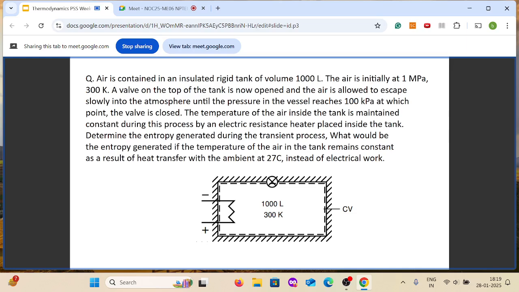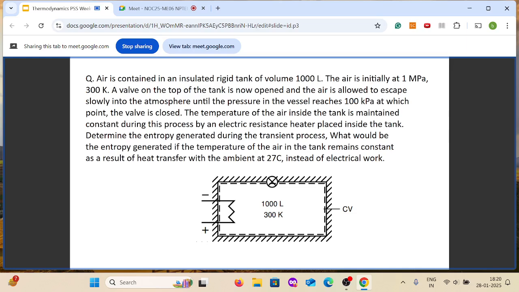First we'll break down this whole problem into steps. We'll see what's happening exactly. You have an insulated rigid vessel of 1000 liters, and the initial condition is that the vessel is filled with air at 1 megapascal, that is 10 bar, and 300 Kelvin. Now they say the tank has a valve at the top, and you are opening it slowly, and the air is escaping slowly. What they want to say is that it's a kind of reversible process, happening very slowly, into the atmosphere until the pressure in the vessel reaches 100 kilopascal, at which point the valve is closed.